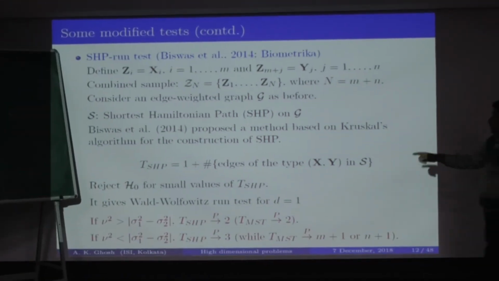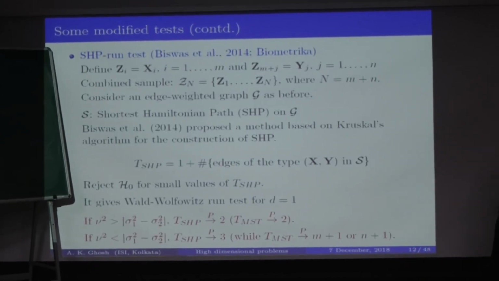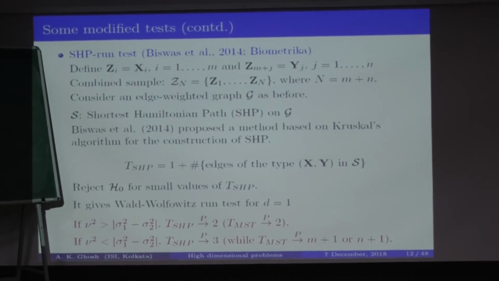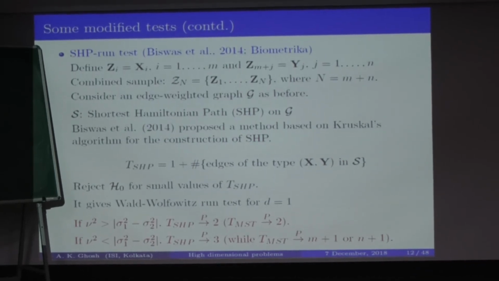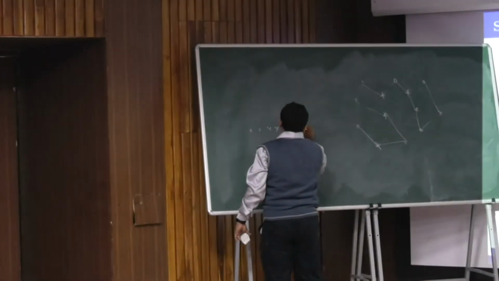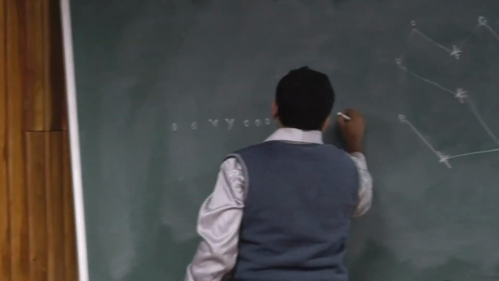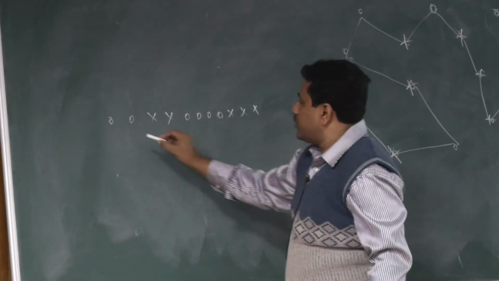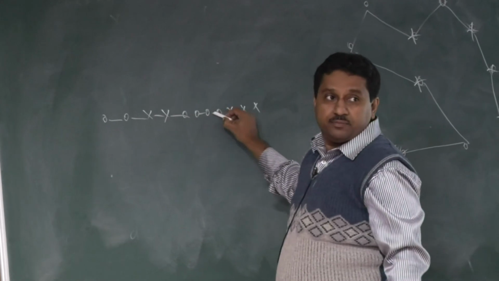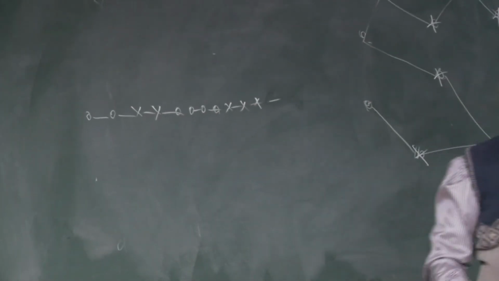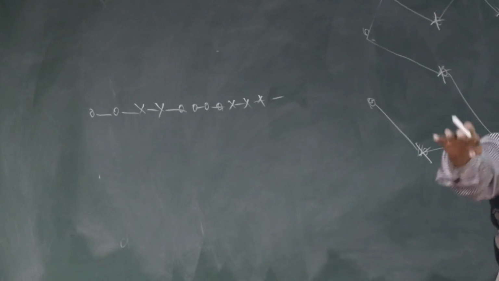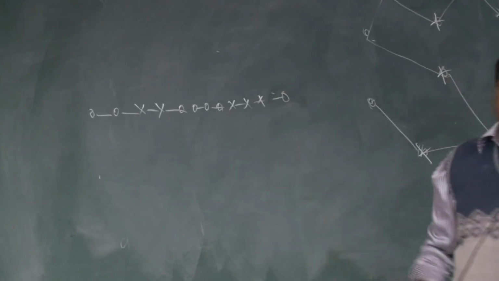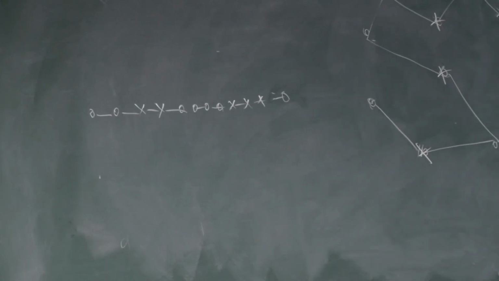Okay, let me do one other thing. What happens in the univariate case? What is the shortest Hamiltonian path in the univariate case? Suppose that I have these observations in the univariate case, the shortest Hamiltonian path will naturally be like this. Join the observations in increasing order or decreasing order. So in the one-dimensional case, the shortest Hamiltonian path and the minimal spanning tree are the same.